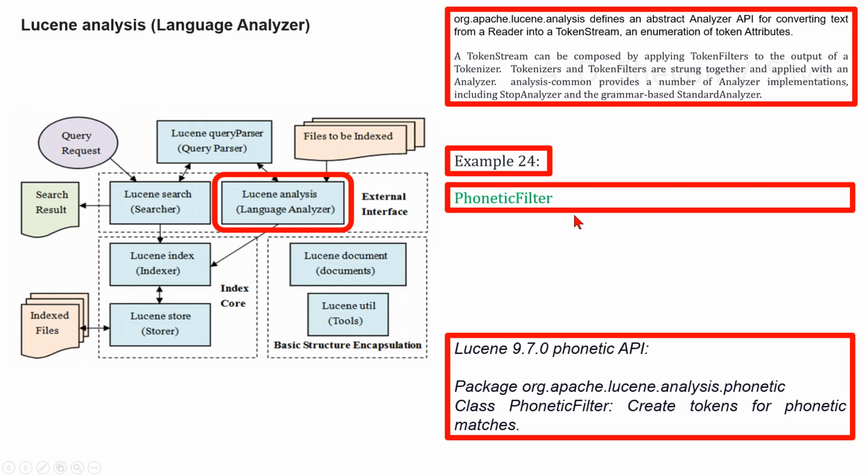Now we are considering the Lucene 9.7.0 Phonetic API. Analysis for indexing phonetic signatures for sound-alike search. Class PhoneticFilter in package org.apache.lucene.analysis.phonetic creates tokens for phonetic matches.